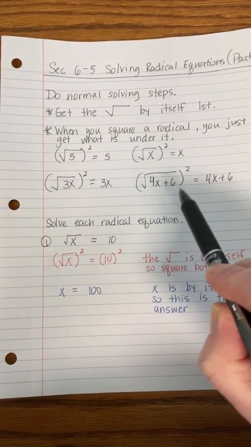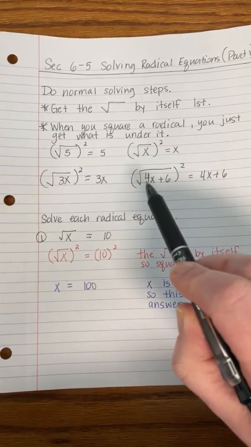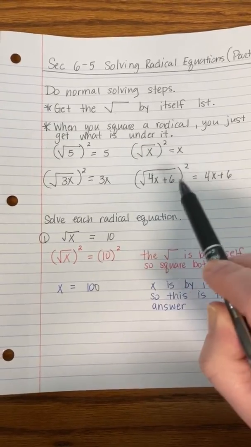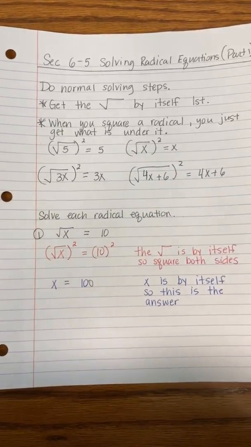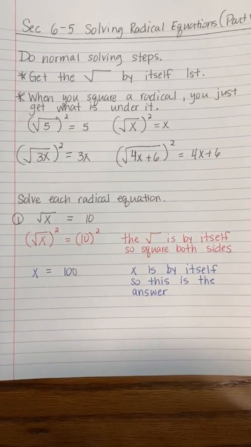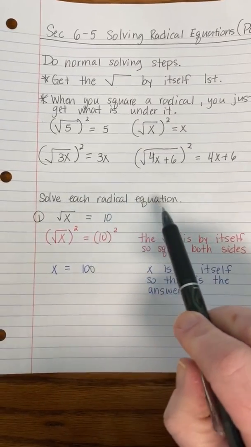And then especially ones like this, when I have an expression with an addition or a subtraction sign in it. So I have the square root of 4x plus 6, the whole thing squared. It's just 4x plus 6, okay? All right, so I have 3 quick examples to go through, to solve each radical equation.